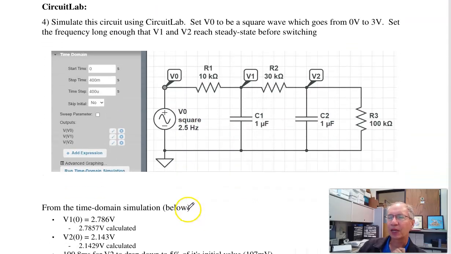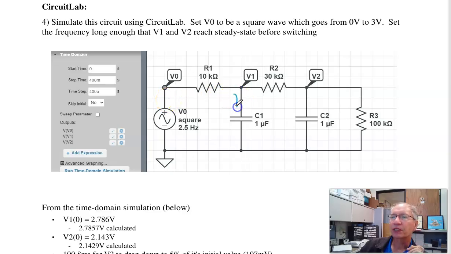In Circuit Lab, I can do the same thing. I build a circuit and I do a time domain simulation. What Circuit Lab is doing is numerical integration. I know the voltages on the capacitors. I know V0, that's my forcing function.